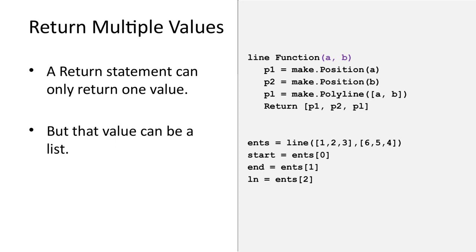In some cases, you may need to return more than one value. In a strict sense, this is not possible. A function can only return one value. However, that value can be a data structure such as a list or a dictionary. This means that multiple values can always be wrapped in a list. This list can then be returned as a single value. On the receiving end, the list can then be unpacked to get the individual data out of the list. In the example, the function returns a list of 3 items, the start and end positions and the polyline.